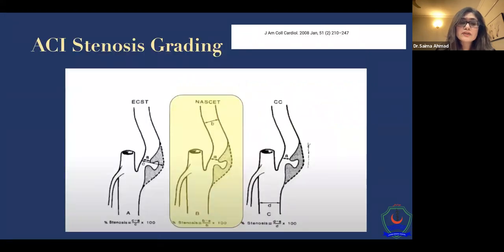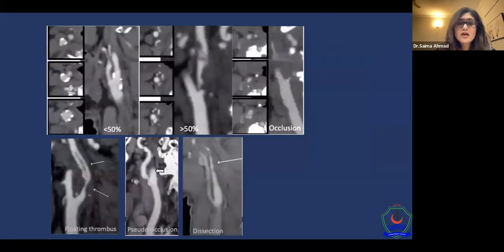And then of course, you can diagnose the stenosis and also do the grading. These are additional advantages of doing the CTA. These are the different types of pathologies which you can detect at the carotid level.